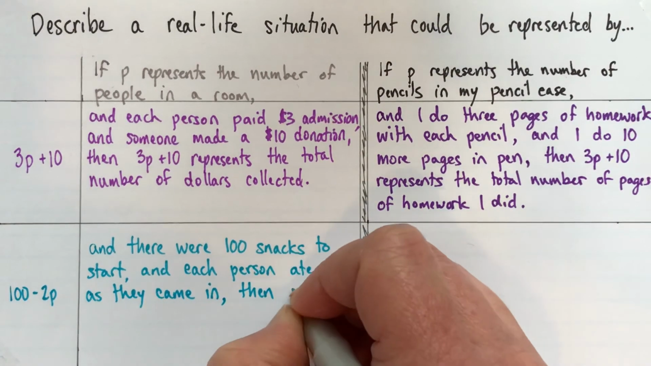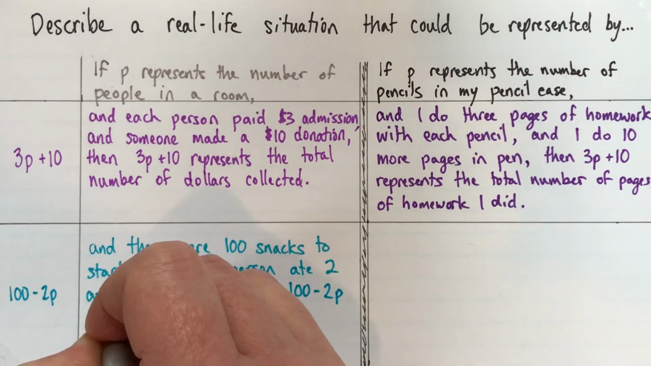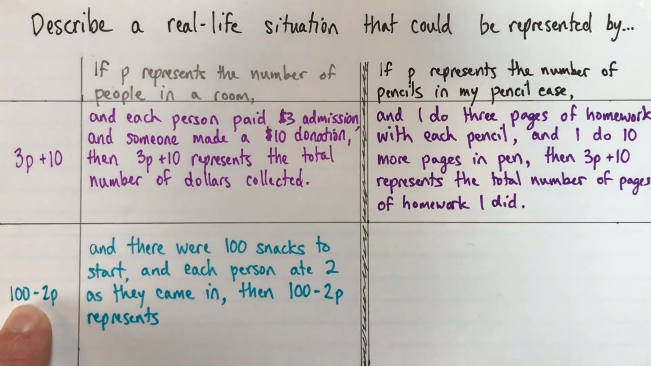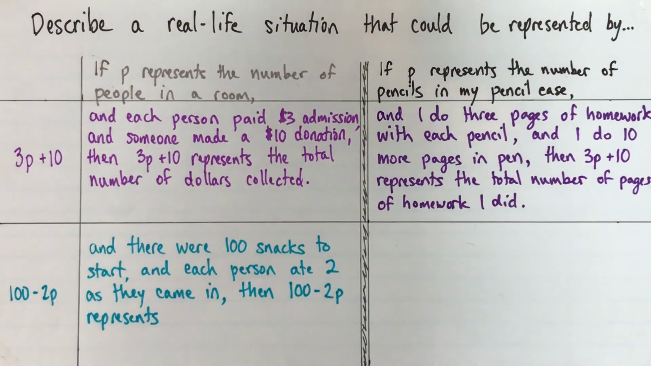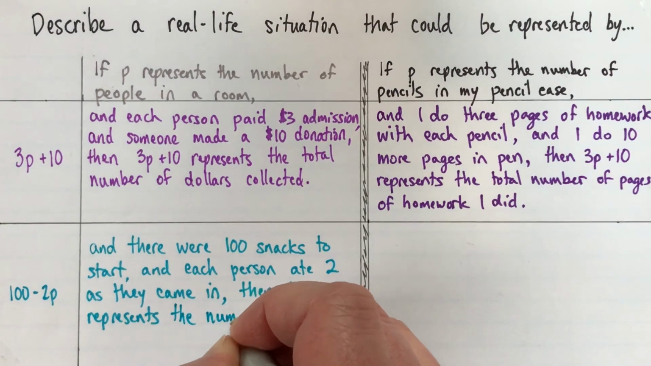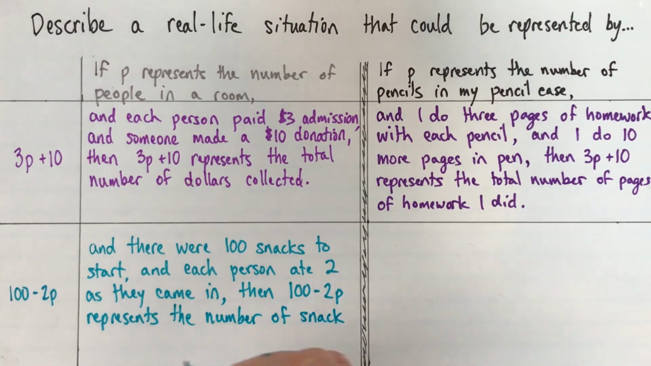Then we have to remember to say clearly what 100 subtract 2p represents. If there was only 1 person in the room, there'd just be 2 snacks gone, so 100 subtract 2, so it would be 98 left. If there were 10 people in the room, we'd have 100 subtract 20, so there'd be 80 left. So that's how many snacks are left: the number of snacks remaining.